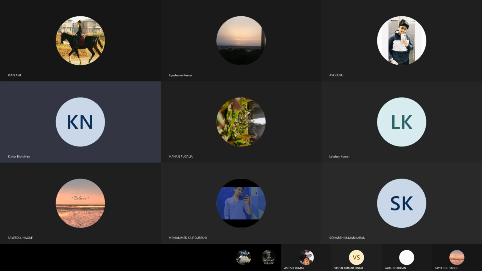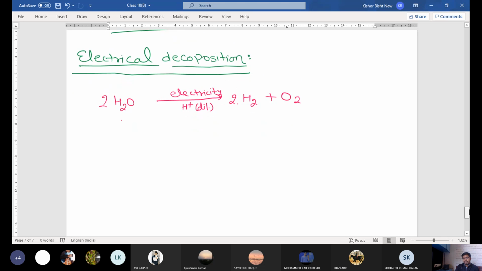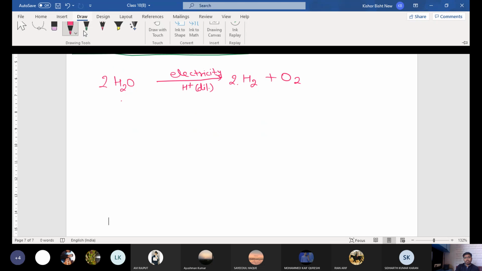Decomposition, whenever we have taken the water, after the electrolysis in the presence of electricity, this is in the presence of acid. I am writing here dilute acid H positive, and I am writing in the bracket dilute, and it forms hydrogen and oxygen. Twice molecule, you balance it, and the twice of this. How it is happening, I will tell you one by one thing in detail. Okay, just you see it.